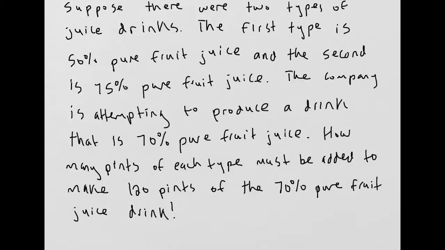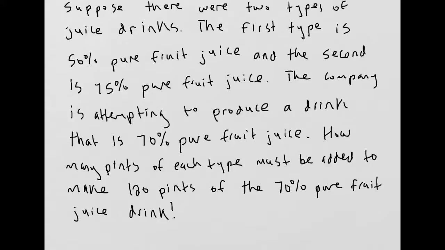So suppose there are two types of juice drinks. The first type is 50% pure juice and the second is 75% pure juice. The company is attempting to produce a drink that is 70% pure fruit juice. How many pints of each type must be added to make 120 pints of the 70% pure fruit juice drink?